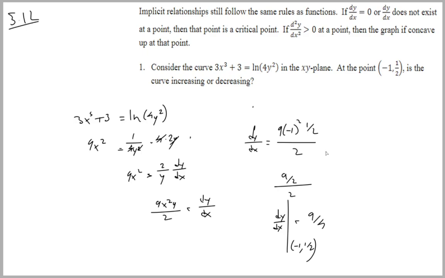But that's basically all for 5.12 behaviors of implicit relations. It's just reusing everything we have from optimization and condensing it down.